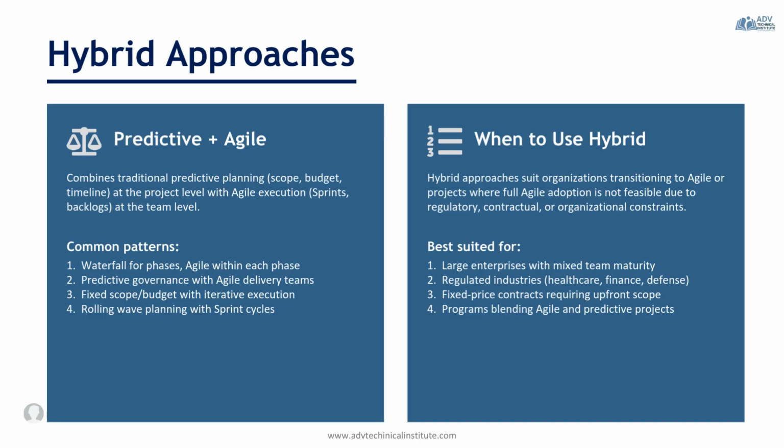Hybrid approaches are particularly valuable when organizations face regulatory, contractual, or organizational constraints that make a fully agile implementation difficult. So for a PMP exam tip, choose hybrid when governance and compliance are required, the scope or budget is fixed, the organization is transitioning to agile, and predictive and agile teams must work together.